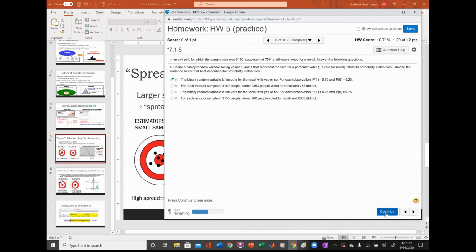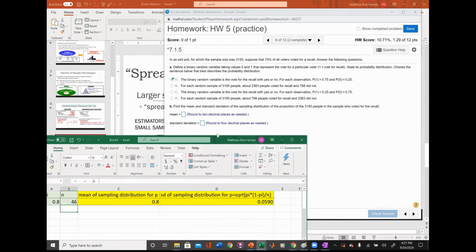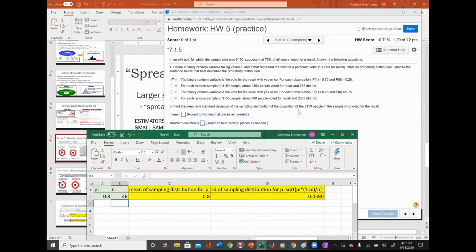And now they're going to ask us similar questions. What is the mean and what is the standard deviation? So how am I going to compute those things? I'm going to use the formulas from the central limit theorem. So this is my pi. Again, your number will be different, but mine's 75%. So I'm going to enter that for pi.